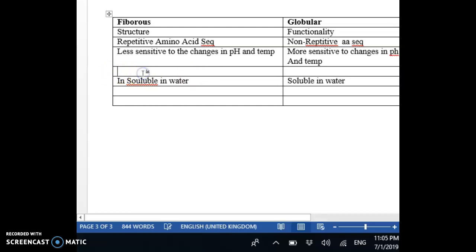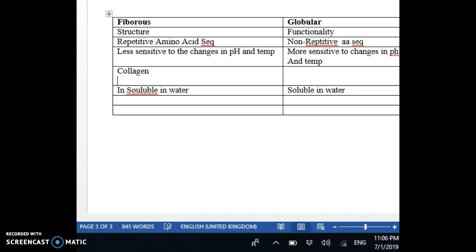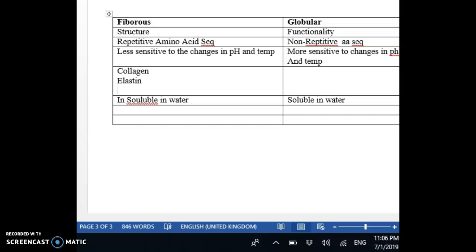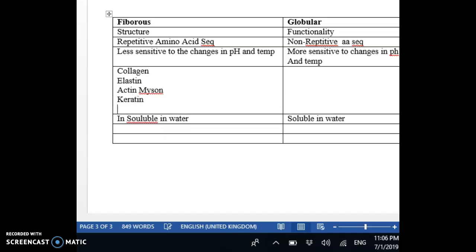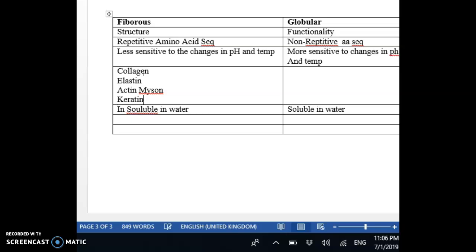And the next thing, of course, I want to talk to you guys a bit about is the examples. So the examples can be collagen, as I said, which has the repetitive sequencing, elastin, actin in the muscles, myosin again in the muscles, keratin, I believe, in the skin. Not too sure about that though. Please correct me if I'm wrong. Elastin, like I said, I believe is in the lungs.